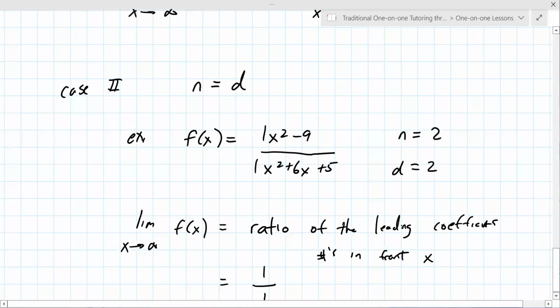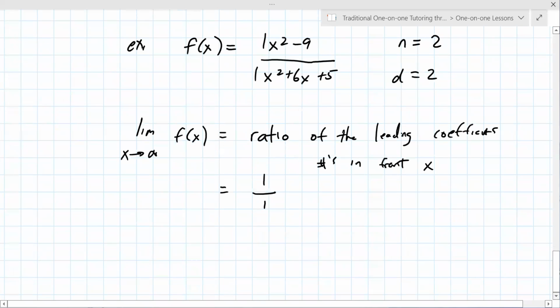But this is kind of a bad example. Sorry, I shouldn't say that. Wow, that was bad.